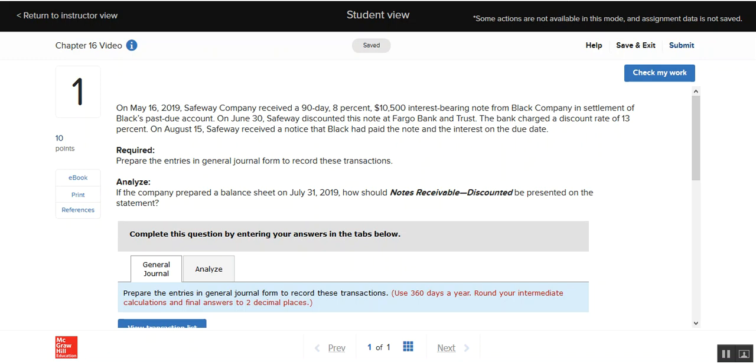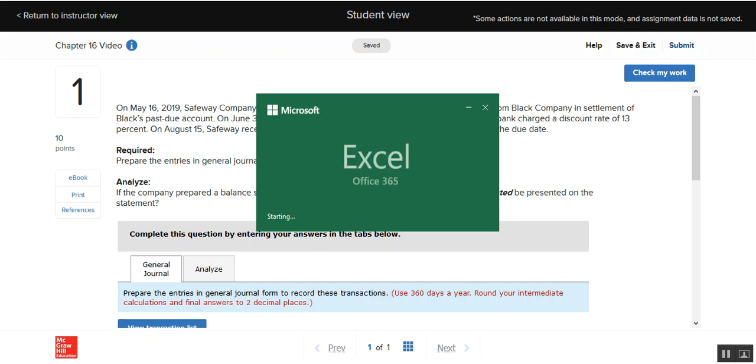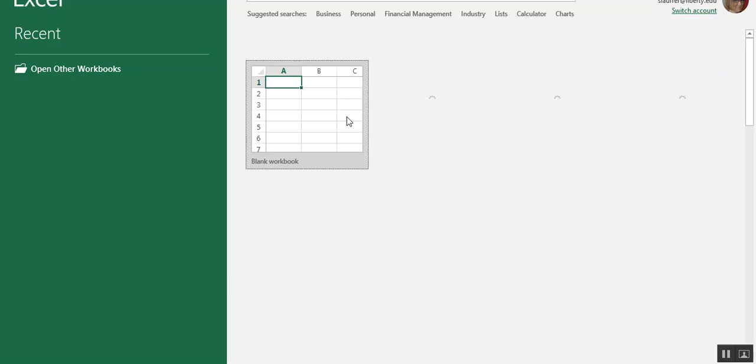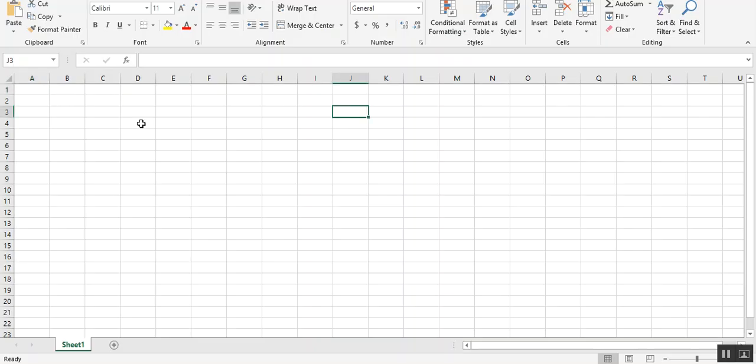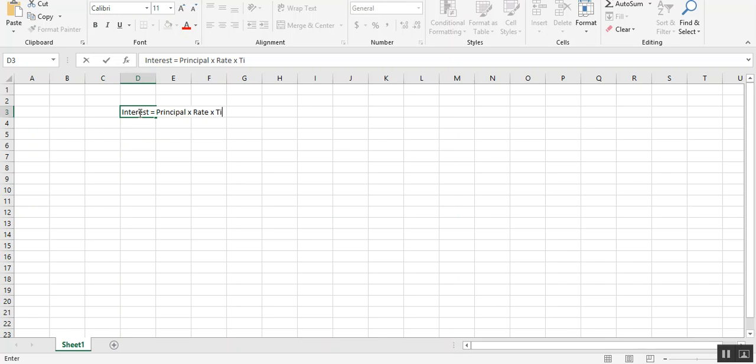So I'm going to jump over to Excel for just a minute so you can see my calculations. If you remember the calculation for interest, interest equals the principal times the rate times the period of time. So that's the formula we're going to use.